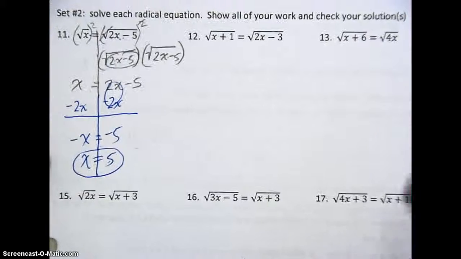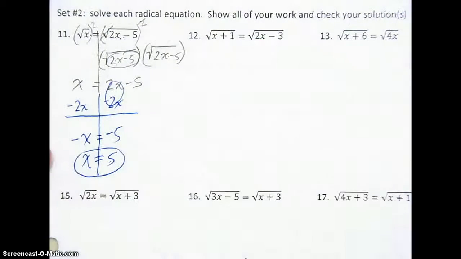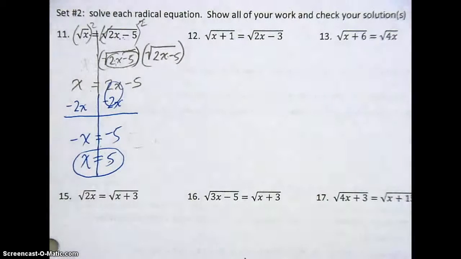Okay, so that's something to add to your notes there. Show it in your notes so when you reference them later at the end of the chapter, you have something you can study on that. All right.